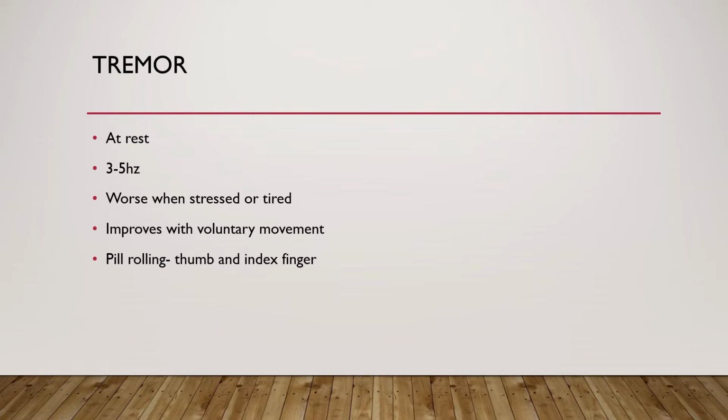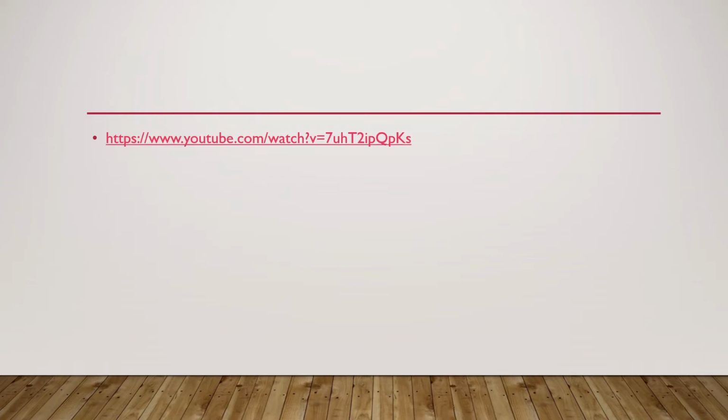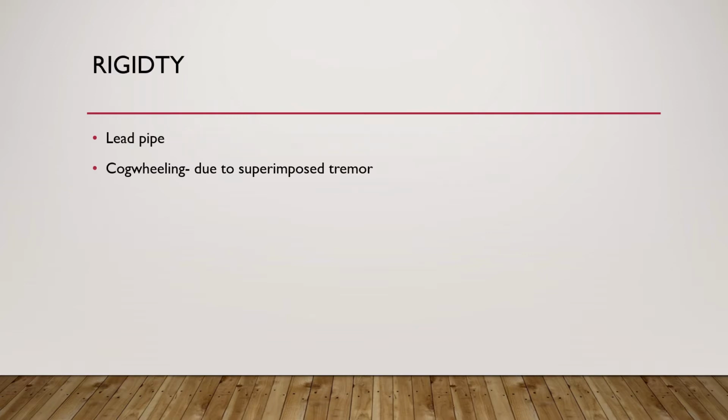And the classic thing that you see in exams and textbooks is the pill rolling tremor, where it looks like they're rolling a coin or a pill in between their thumb and index finger. This is another YouTube video just to help you visualize the classic tremor at rest.